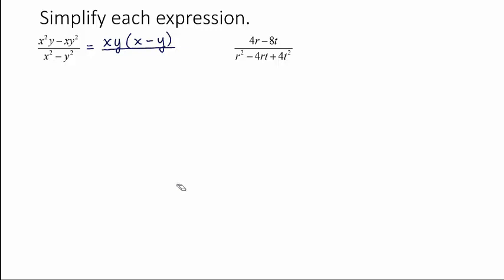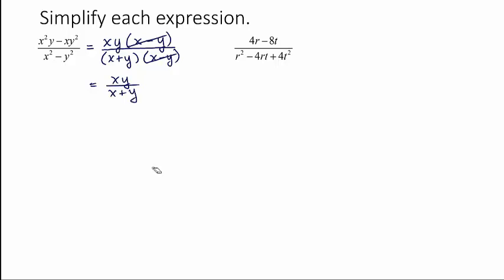In the denominator, with x squared minus y squared, I notice that there isn't anything common to those terms that I can pull out. But what I do notice is that it's the difference of squares, x squared minus y squared. So I can factor that as x plus y times x minus y. And I can cancel out x minus y, leaving me with xy divided by x plus y.